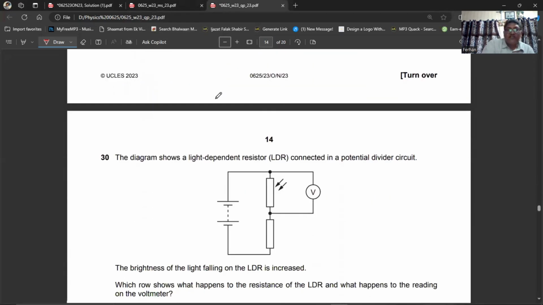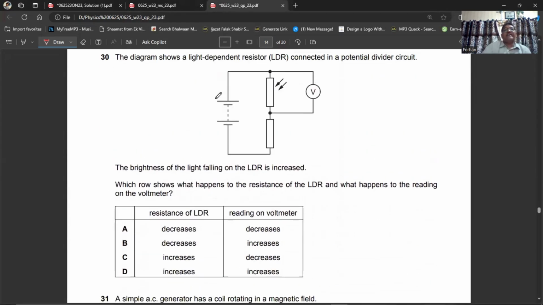Now we are going to the next question. That is question number 30. It says the diagram shows a light dependent resistor, LDR, connected in a potential divider circuit. Here you have the LDR, here you have a fixed resistor. Here we have a voltmeter which is across the LDR.